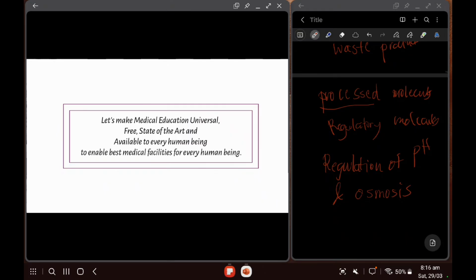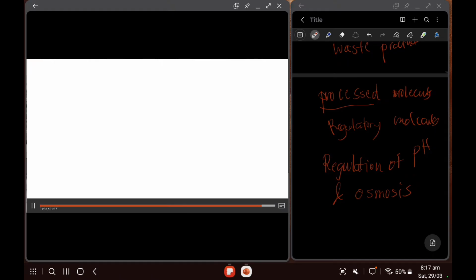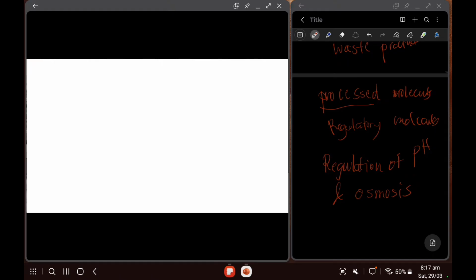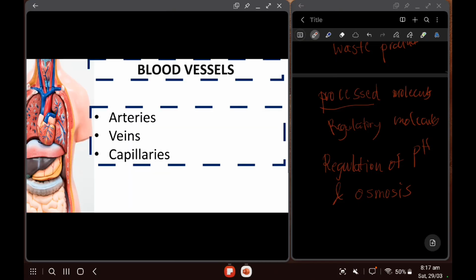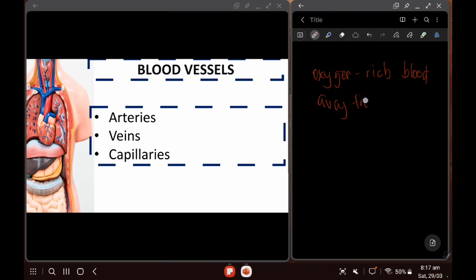So, ayun, yung tungkol sa blood. And now, we have to talk naman about the blood vessels. So, meron tayong tatlo: we have arteries, veins, and capillaries. Si arteries po, siya yung blood vessels na nagke-carry ng oxygen-rich blood away from the heart to various parts of the body.